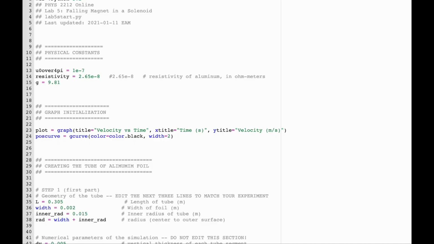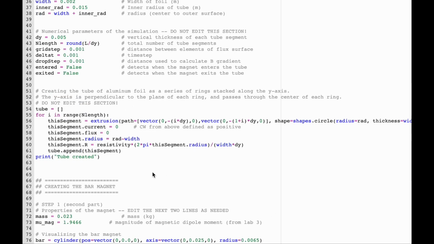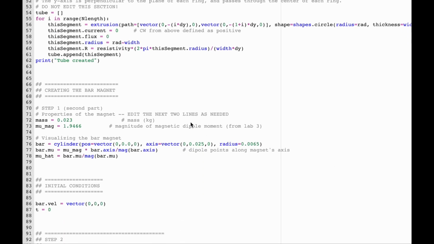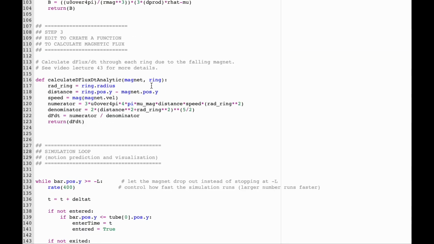Here we have our GlowScript code. We start with our constants for the tube, our creation of the tube right here, and then we have the constants for the magnet as well as our initializations. Then we get to the function for the dipole moment that we created in lab 3, and then our function for calculating the derivative of flux over time.